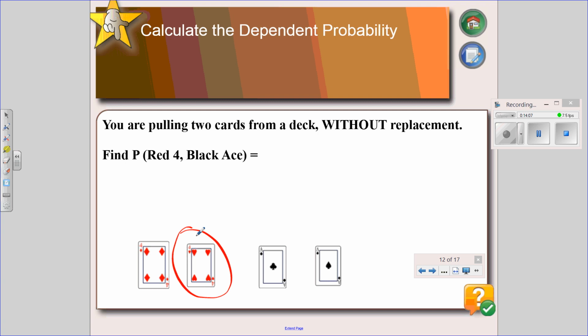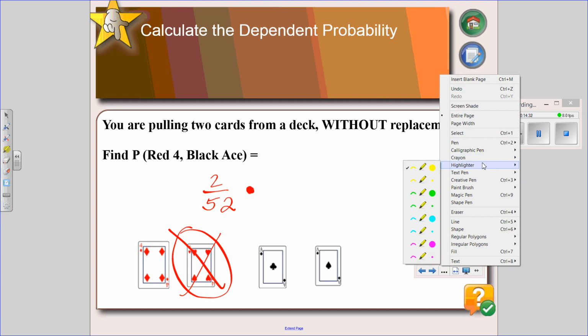Let's say that one gets pulled out. How many red 4s are there in a deck of cards? Well, there are 2 of them out of a total deck of 52. But here's what I want to ask you. After that card got pulled out, what is the probability now of pulling out one of these black aces? That is either the ace of clubs or the ace of spades.